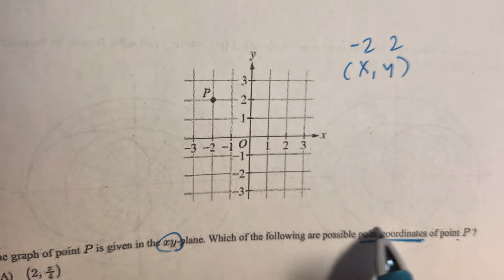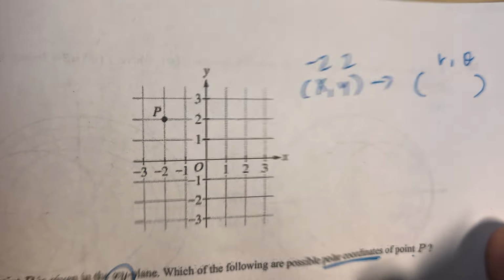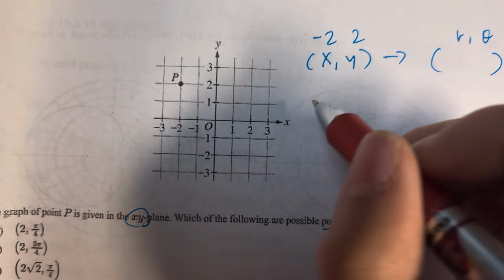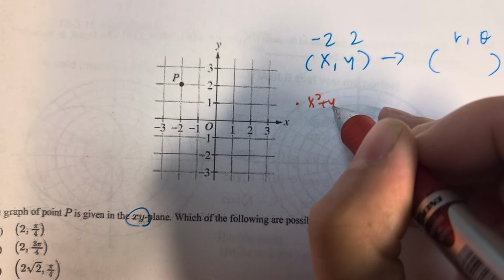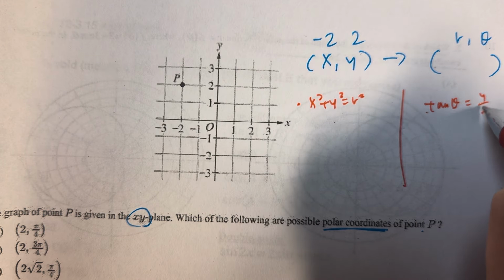What are we looking for? We're looking for the polar coordinate. So we want to go from xy to r comma theta. So if you know x and y, I had to go to r and theta. You need two formulas. You need x squared plus y squared is equal to r squared. You also need tangent of theta is equal to y over x.